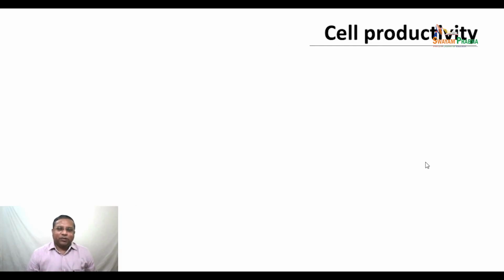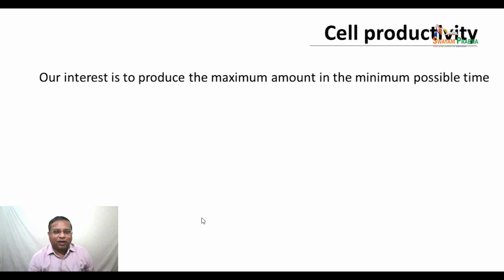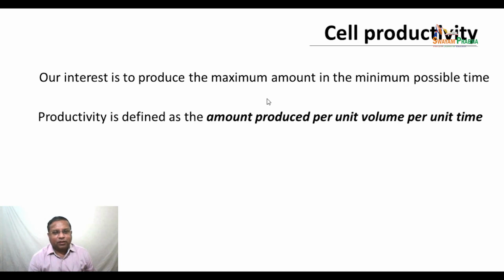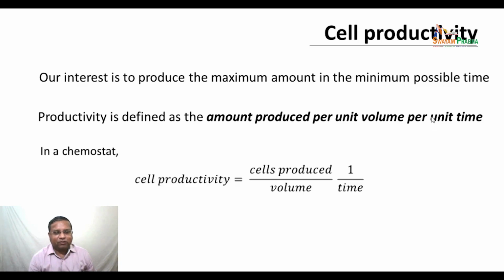Now, to the third objective, if you recall, we were going to compare the cell productivities of the chemostat with that of a batch bioreactor. To do that, let us see what the cell productivities are. Usually, the general interest from an industry is to produce the maximum amount in the minimum possible time, right? The productivity is actually defined for that purpose. It is the amount produced per unit volume per unit time. In a chemostat, the cell productivity is therefore the amount of cells produced per unit volume per unit time, if these cells happen to be the product.